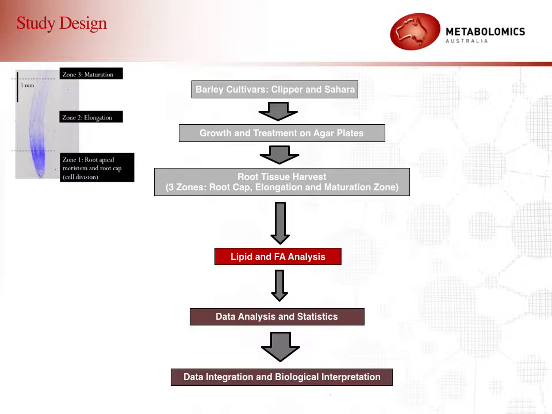So we have seen a clear difference between Clipper and Sahara shoot growth. Now we want to investigate changes in lipid profile in barley roots due to salinity. Both Clipper and Sahara cultivars were grown on agar plates, then harvested in a week's time. So we use the lipidomics platform. Lipid and fatty acid analysis is carried out using LCMS, liquid chromatography mass spectrometry, and GCMS, gas chromatography mass spectrometry platforms.